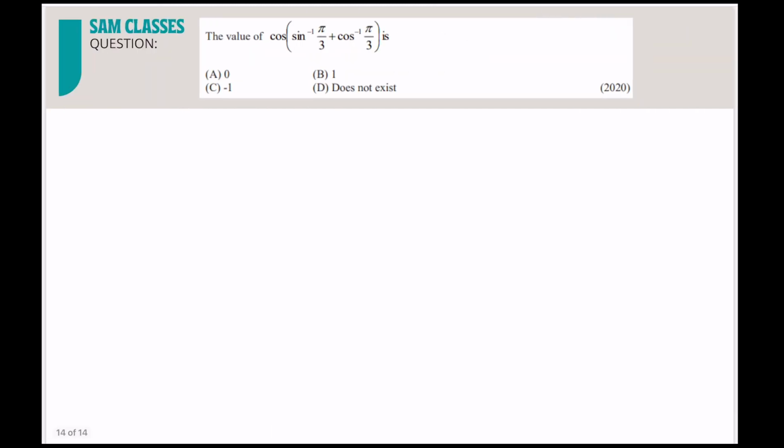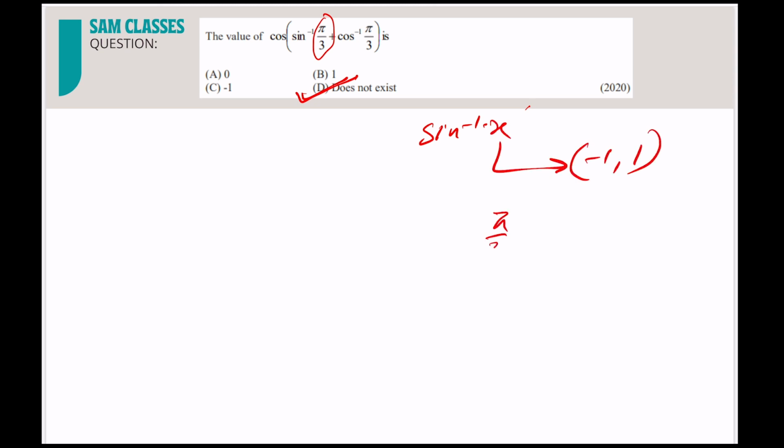Now, cos of sine inverse pi by 3 plus cos inverse pi by 3, directly you can put the answer. Now here understand, they have played a trick. Sine inverse pi by 3 doesn't exist, because sine inverse x exists from minus 1 to 1. A bit you need to remember, pi by 3 is nothing but 3.14 by 3, so it is greater than 1, not possible. That's it.